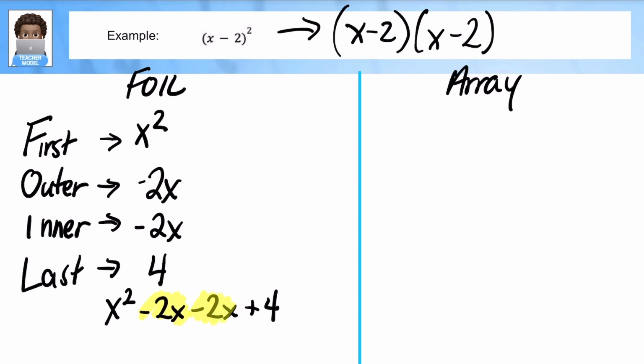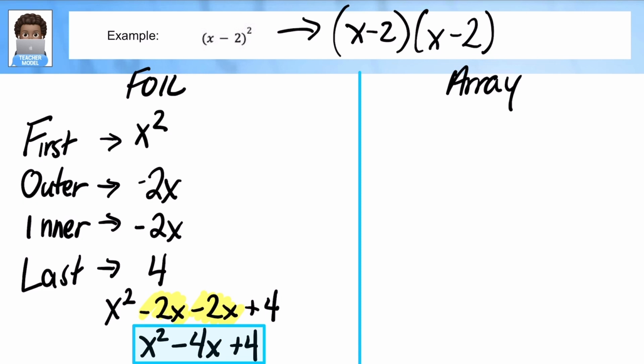Remember, in the middle, you're going to see your like terms, so you're just going to add them together. -2 minus 2 is -4x plus 4. So I did move faster through there, so if you need to rewind and rewatch, you can see where I got the numbers: what are my firsts, my outers, my inners, and my lasts.